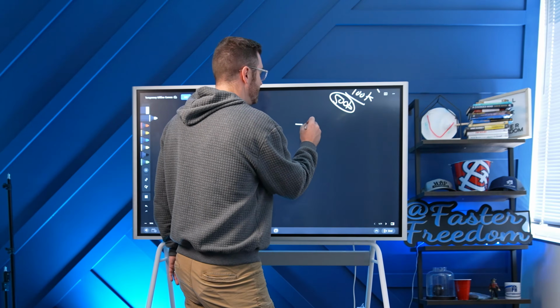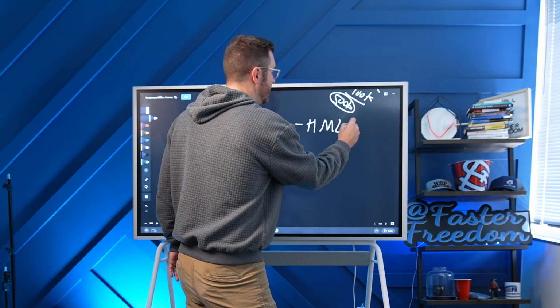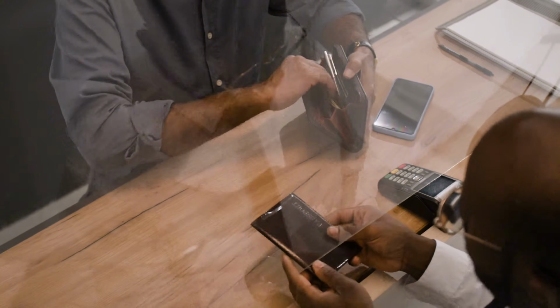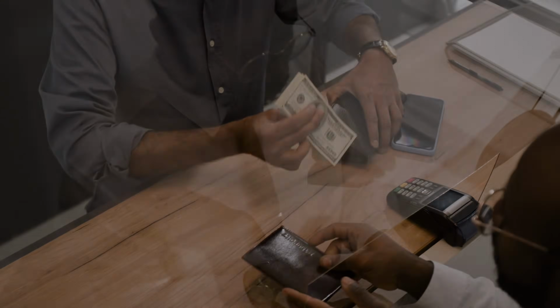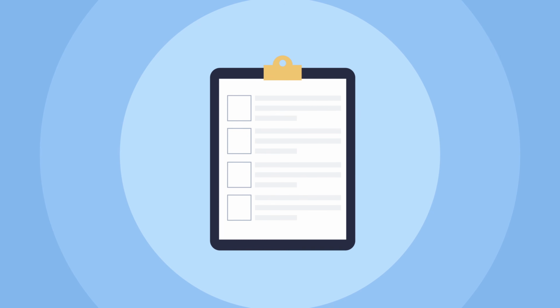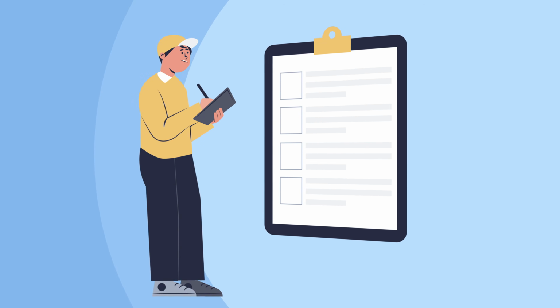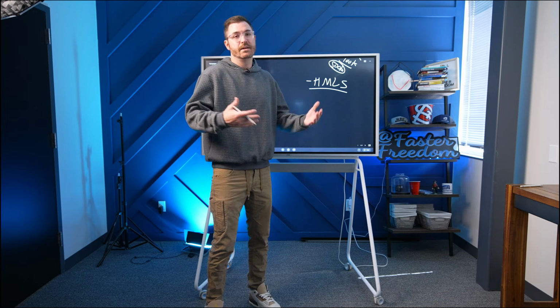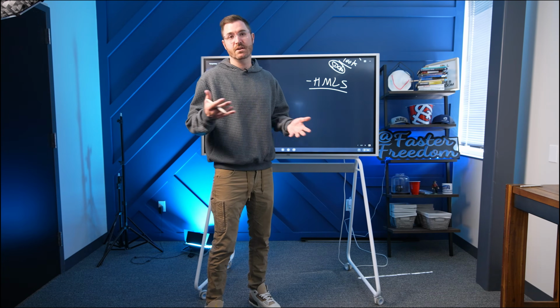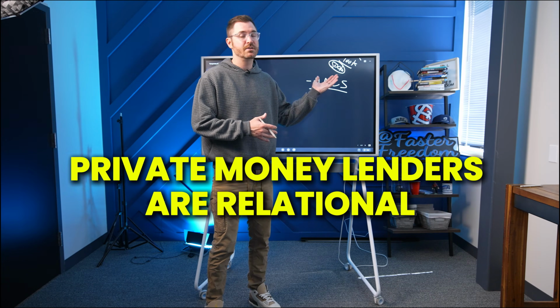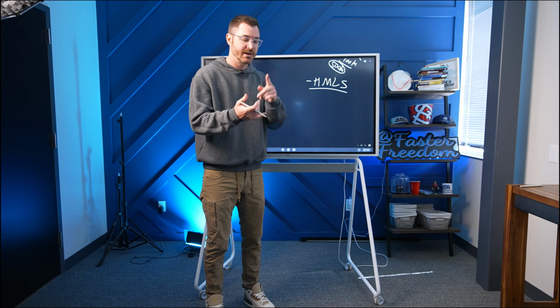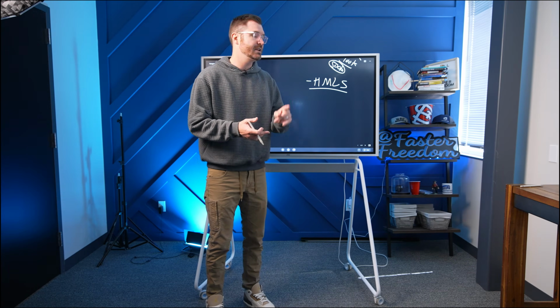The quicker option is going to be hard money lenders. Hard money lenders, unlike private lenders, are companies. So they're going to do a background check, a credit check. They're going to check your income, all of these things, and they're going to underwrite the property for you. Now, none of that is bad. It's just part of the deal of working with hard money lenders. Private money lenders are relational, at least at first. They're not going to check your credit. They're not going to check your income. They're not going to do anything.